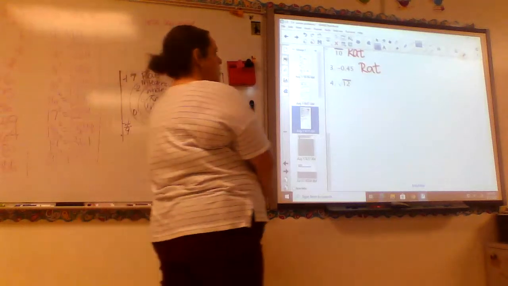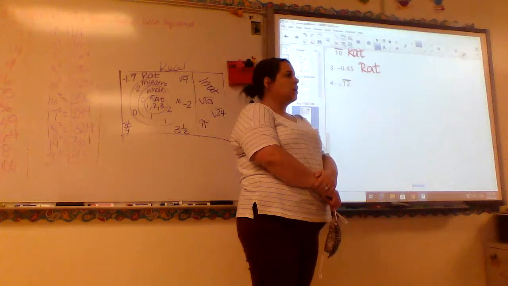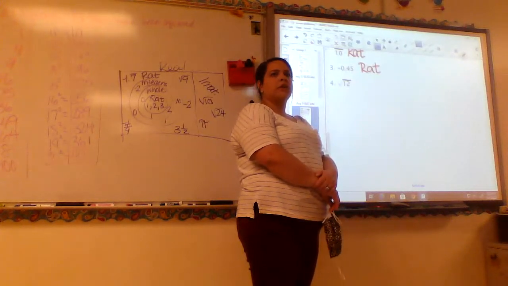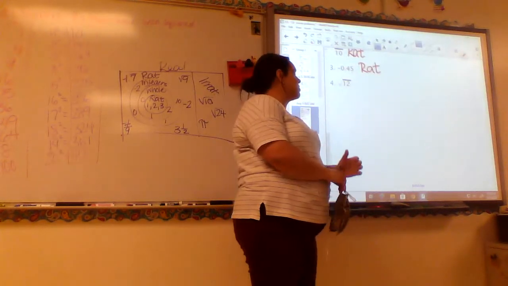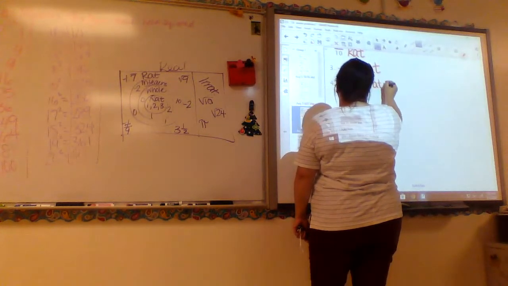All right, what's this one? Irrational. Irrational, because what is a square root of 12? Do you know? Nope. And if you take the square root of 12 on your calculator, it's a decimal. All right, so this is the square root of a non-perfect square, which makes it irrational.